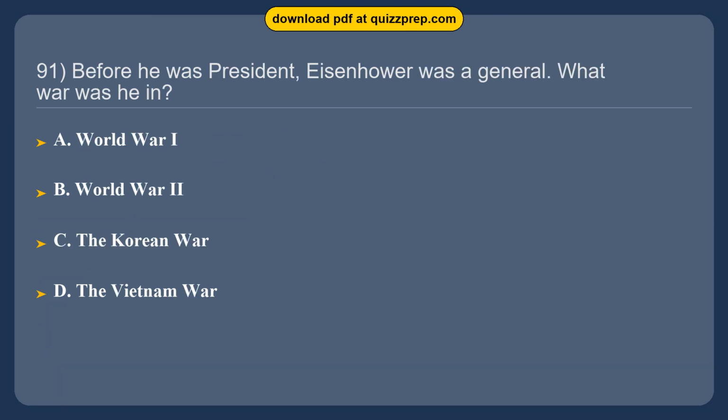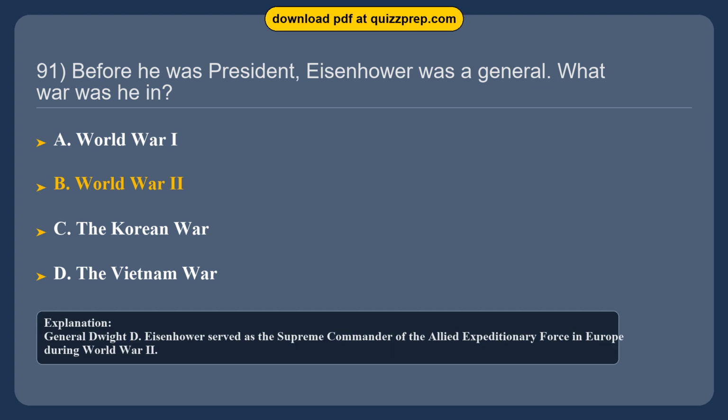Question 91. Before he was president, Eisenhower was a general. What war was he in? Option A. World War I. Option B. World War II. Option C. The Korean War. Option D. The Vietnam War. The correct answer is option B. World War II. General Dwight D. Eisenhower served as the supreme commander of the Allied Expeditionary Force in Europe during World War II.